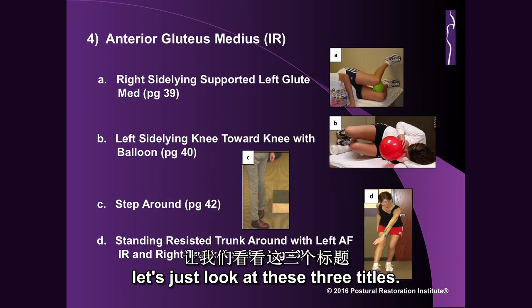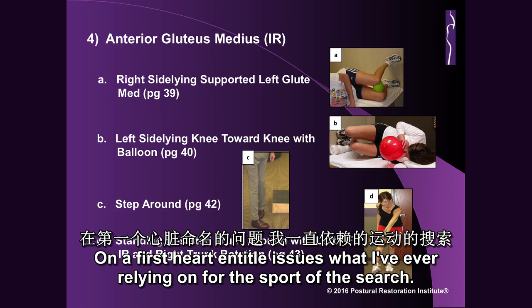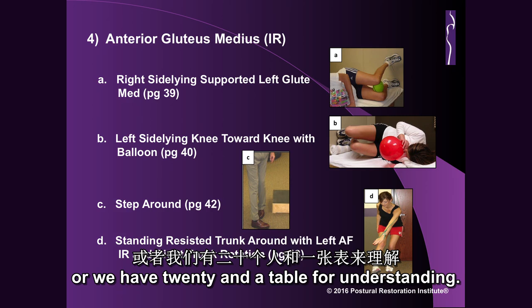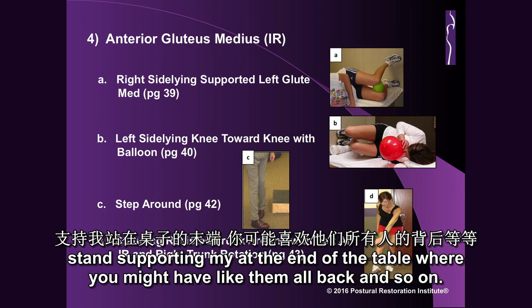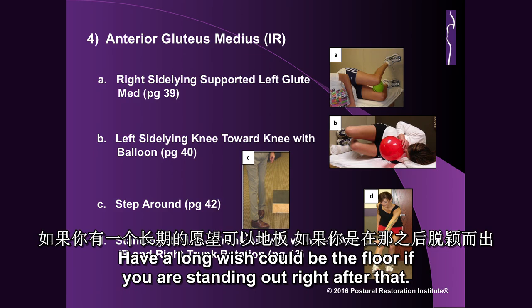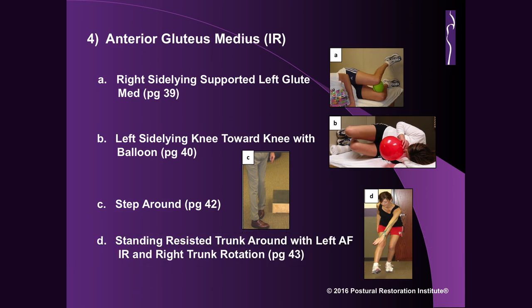Let's just look at these 3 titles. Well, the first part of the title is just what side they're going to be laying on, or if they were doing standing. But the supported means that you either have at least 1 foot on the wall supporting you, so you're not doing a completely open kinetic chain activity, or you have 1 hand on a table, or if you're standing, standing supported, you might have a hand on the table, or you might have like your low back against a wall. So anytime you see the word supported, you have some sort of support. So right now the support is coming from the wall, which could be the floor if you were standing upright. So that wall is kind of acting like the floor.